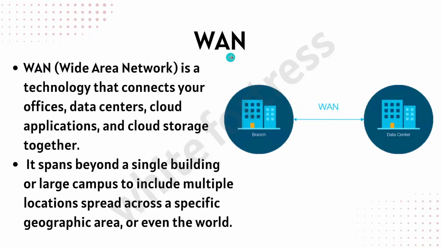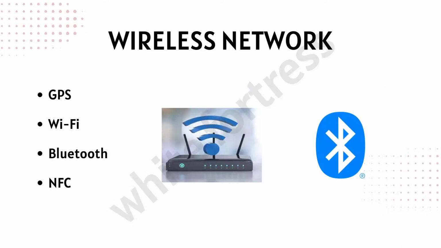And simply WAN, which connects across a specific geographical area or even the world. Example, your offices, data centers, cloud applications, cloud storage, all connected together. That's it. That's all you have to learn. Okay, do not get complexity over this. These are just very simple definitions. This is not as complex as it looked. Okay.